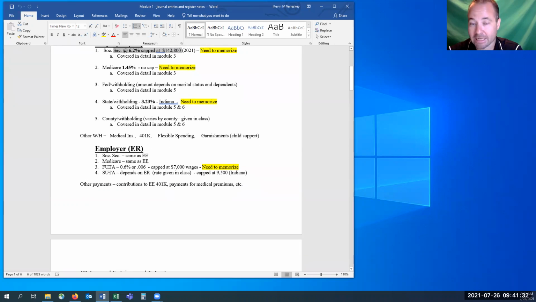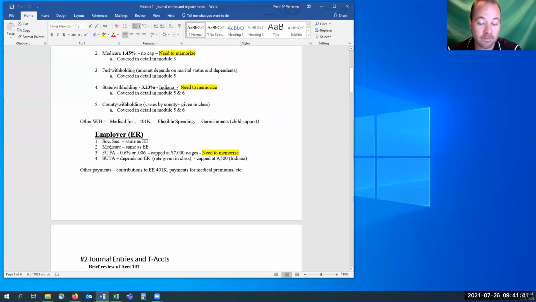Now, the 2 new taxes that the employer has to pay that the employee, at least in Indiana, does not, are FUTA and SUTA. And what these stand for, and we're going to get these in a lot more detail when we get to Module 7. FUTA is the Federal Unemployment Tax Act. Again, that's Federal Unemployment Tax Act.